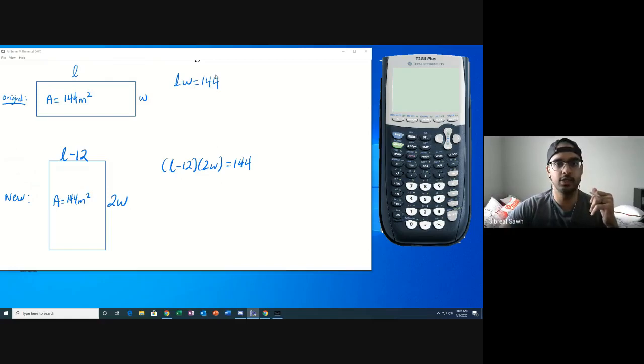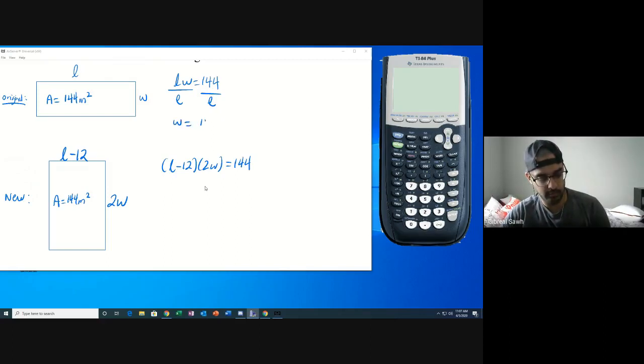If I take the original one, it's a little easier to work with. If we solve for one of the variables, we'll plug it into the other one. The choice here doesn't really matter, so let's solve for W. Let's divide both sides by L. So the width is going to be equal to 144 divided by the length. And we're going to plug that into the one underneath.